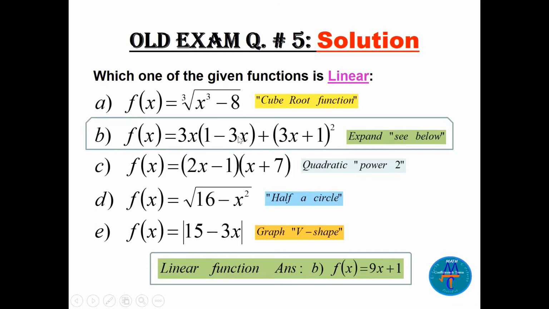This one, if you try to expand it, you know the formula here, (a plus b) squared is a squared plus 2ab plus b squared. Multiply, add, and subtract. You will get this one, expand. See below, this is a linear function because f of x will be 9x plus 1. That's a linear function. The graph will be a straight line. This one, if you multiply, you get a quadratic, power 2. This is half a circle, we have seen that. And this is a V shape. The graph is not a linear function.